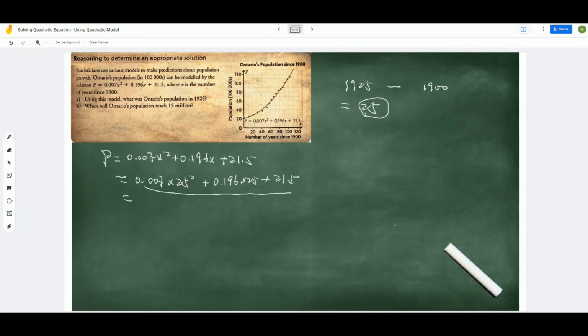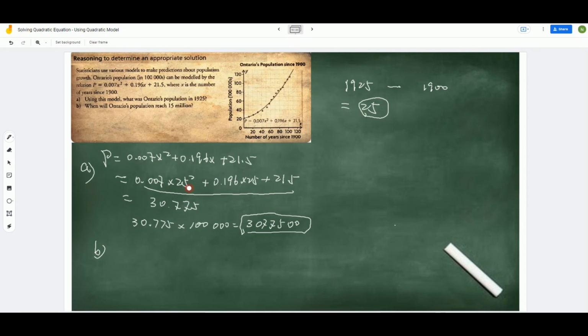I already used the calculator to determine the value, which is 30.775. Remember, the unit is 100,000, so we have to multiply by 100,000. The population should be 30.775 times 100,000, which equals 3,077,500. This is the population in 1925, 25 years after 1900. That is A.